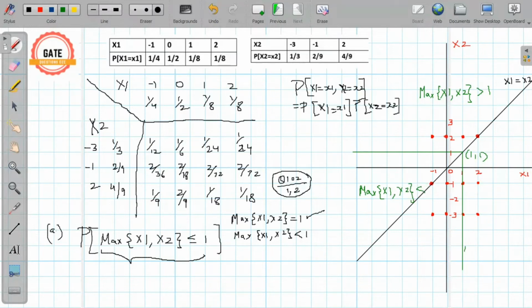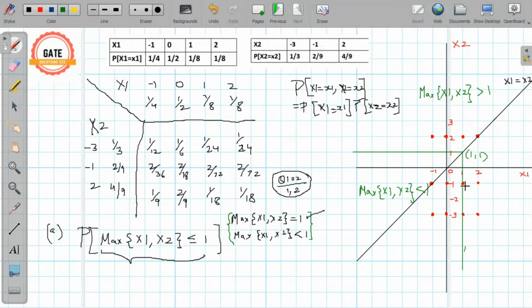is less than 1. So combining these two regions, we need to combine this inverted L-shaped boundary plus the region that is lying to the left of it. So this probability here is nothing but the sum of all the joint probabilities which are lying in this region, that is the combination of this inverted L-shaped boundary plus this region that is lying to the left of it.